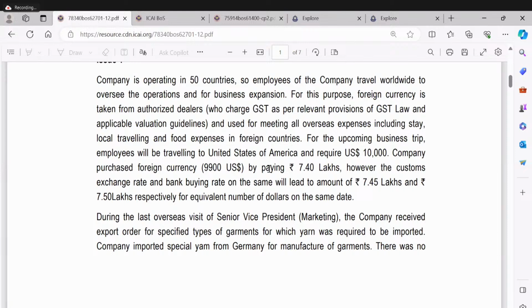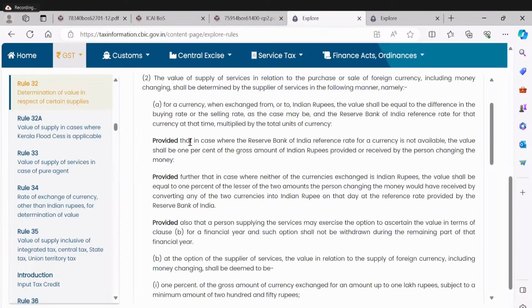But in this case, since RBI reference rate is not available, what is available to us is customs exchange rate as well as the bank buying rate. So therefore, we cannot go to Rule 32 sub rule 2 clause A first provision. We have to go to the proviso, which says in case RBI reference rate is not available, because one of the currencies being exchanged is Indian rupees and the RBI reference rate is not available. So we have to go to this proviso.